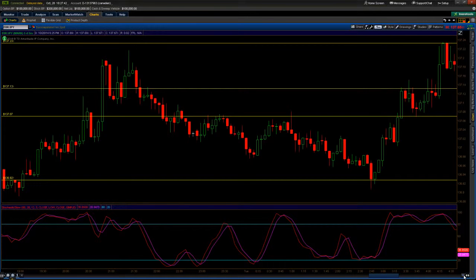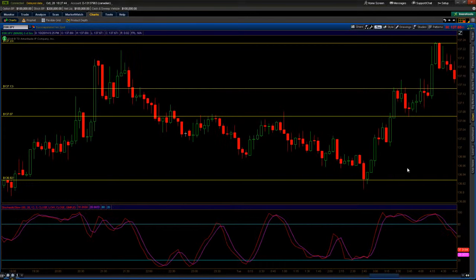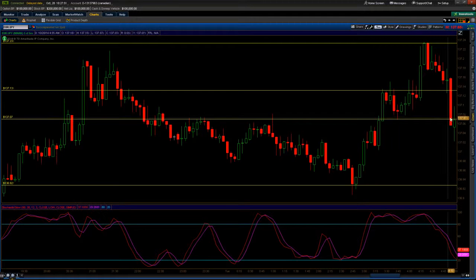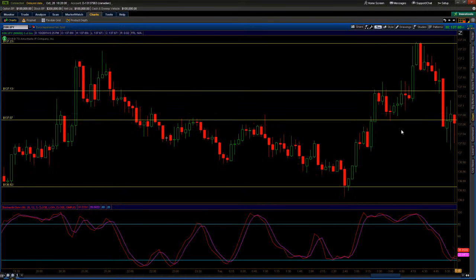We'll draw a line here. And we'll adjust this line to here, so it touches most of these candles right here. And then it completely faked you out and went the opposite way. Alright, so now we're watching this resistance area.